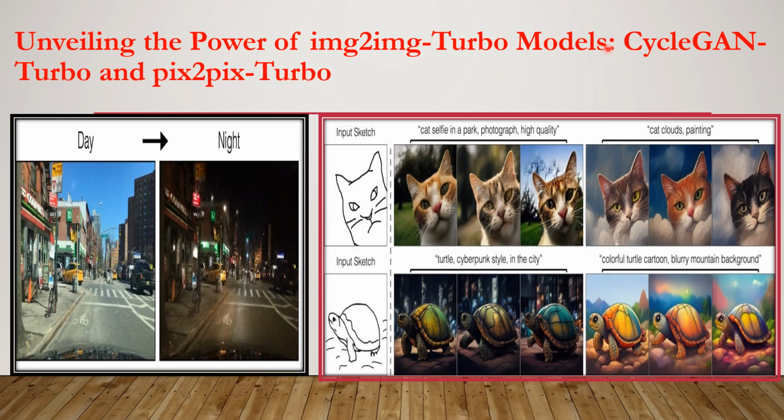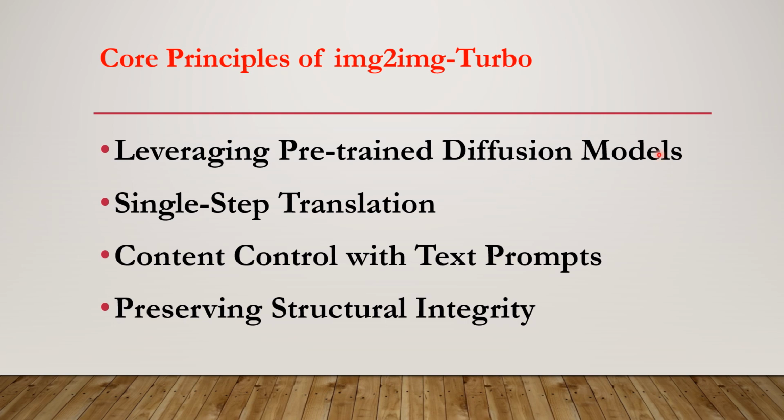Then Pix to Pix Turbo caters to the paired image translation task, where the training data comprises image pairs with a clear correspondence between them. Pix to Pix Turbo is adept at tasks like translating sketches into photorealistic images or transforming edge maps into complete images, also by following inserted textual prompts. By leveraging the corresponding information from this paired training data, Pix to Pix Turbo achieves accurate image translations like shown here. So what is the core principle of Image to Image Turbo?